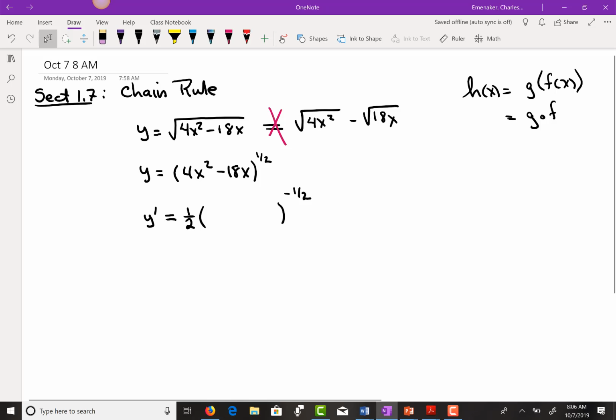Now that we've done the derivative of the outside, do we put the 8x minus 18 inside? No, no, no, no, no. Because when you're working on the outside, you leave the inside alone. You only work at one level at a time. So if we're working on the outside, we leave the inside alone. After you've finished working on the outside, then you come back and you do the derivative of what's inside.